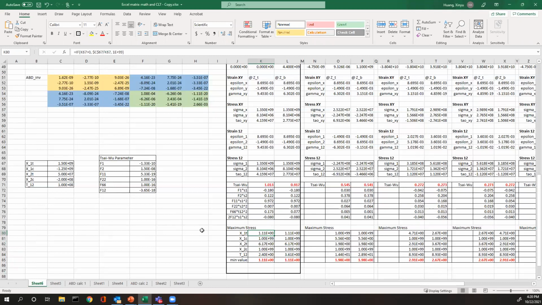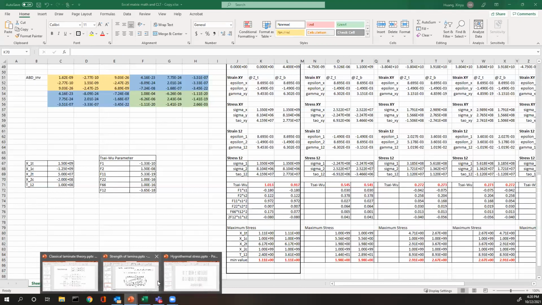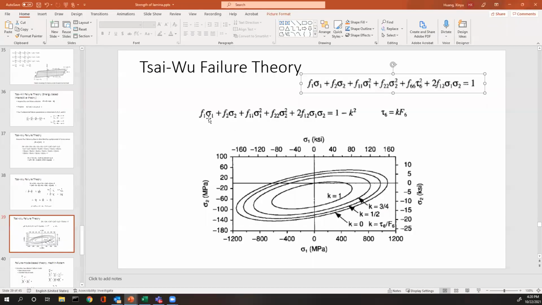Any question about this? So basically, once you figure out the stress in the material, remember we are using stress in the material direction, okay, not in the global coordinates, 1, 2 direction. All this formulation, all these equations given here, are in the material coordinates. You've got to transform back to the material coordinates in order to use these equations right here, okay?